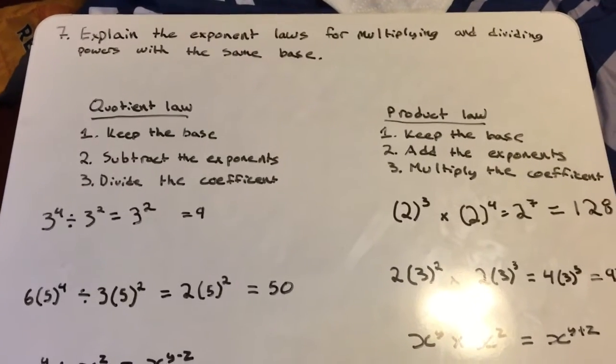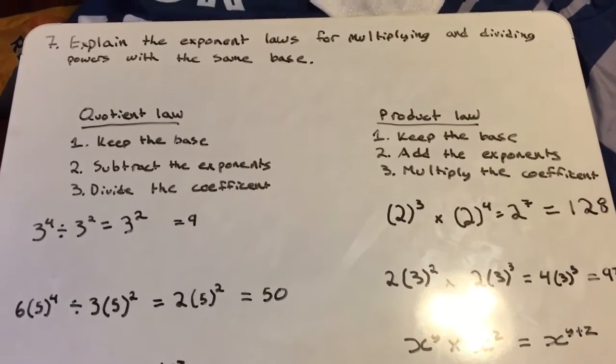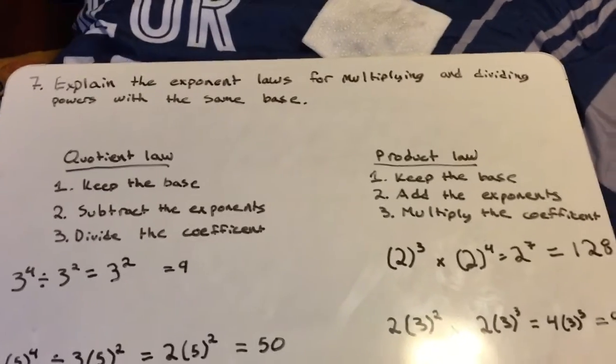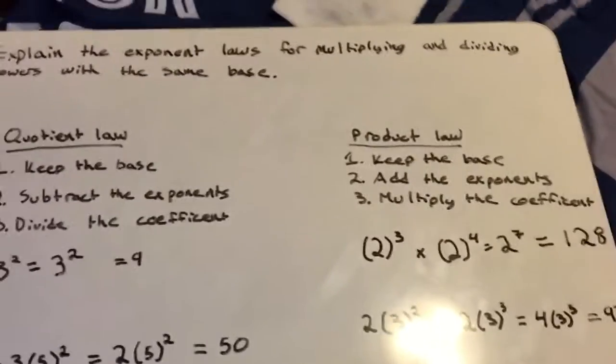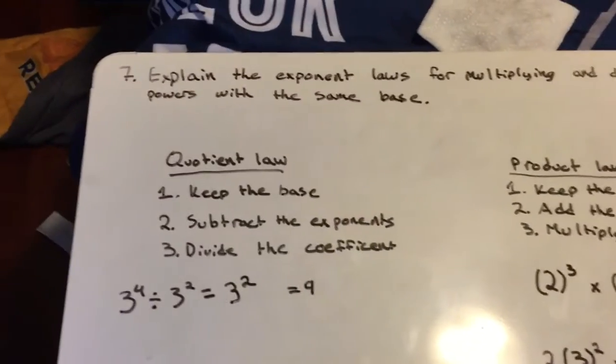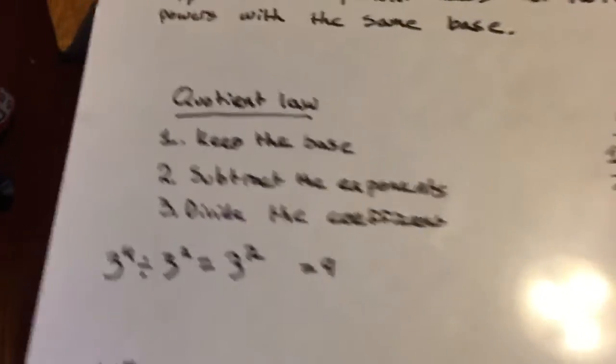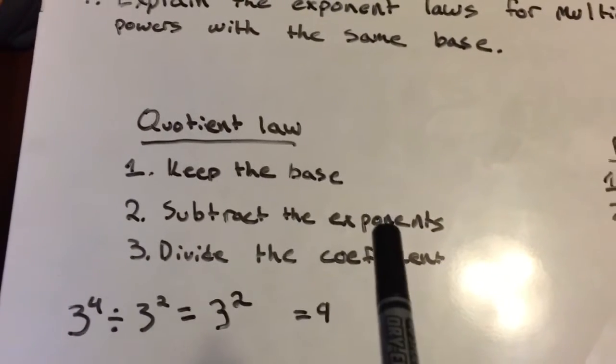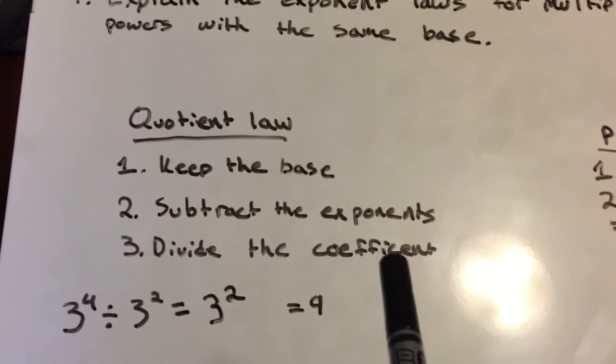Number 7 is explain the exponent laws for multiplying and dividing powers with the same base. So the two laws are the quotient law and the product law. The quotient law is for dividing exponents with the same base. So how you answer it is you keep the base, you subtract the exponents, and you divide the coefficients.